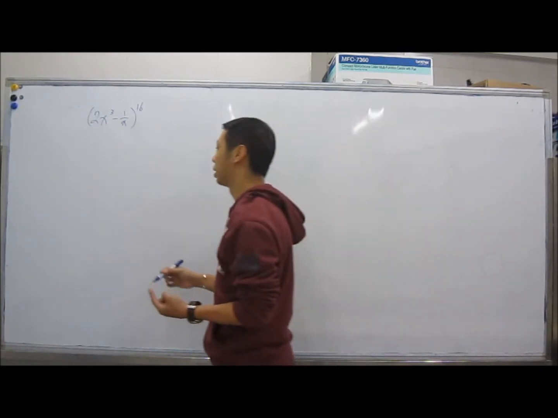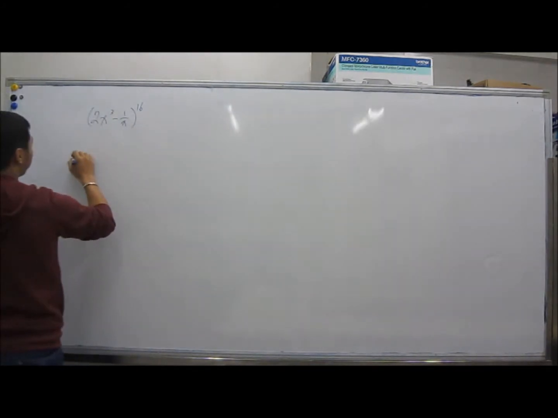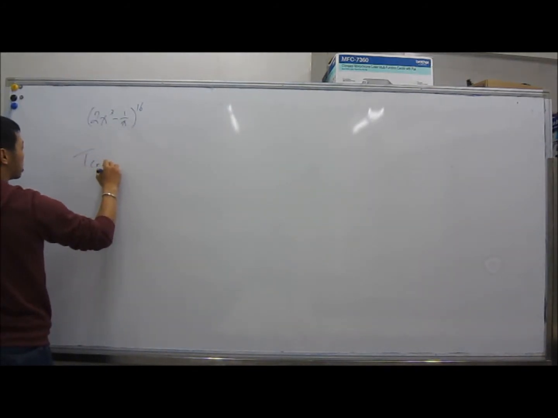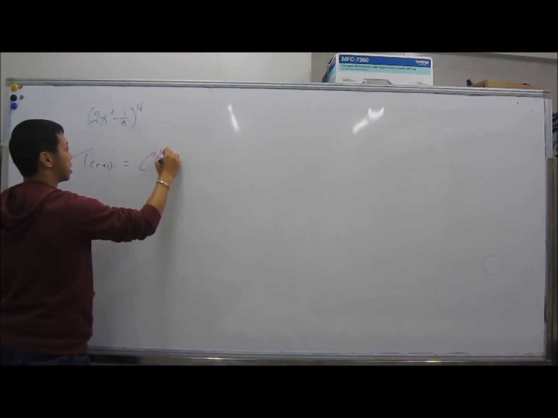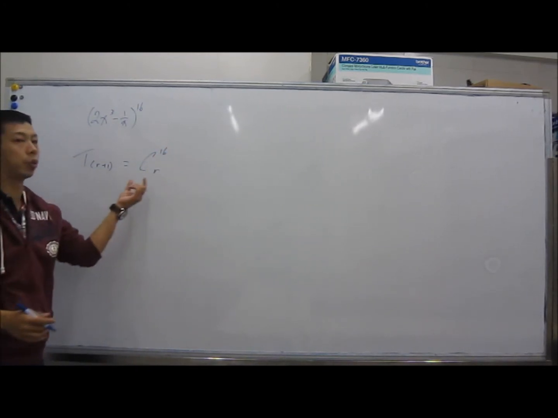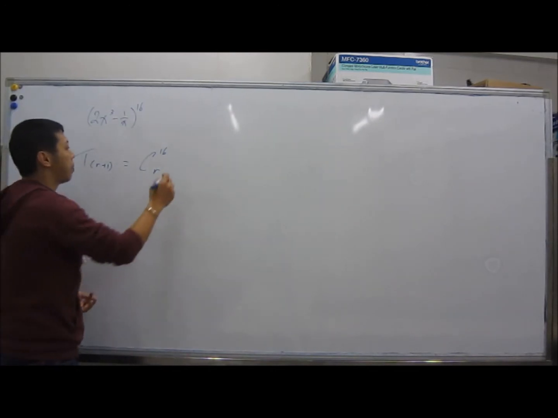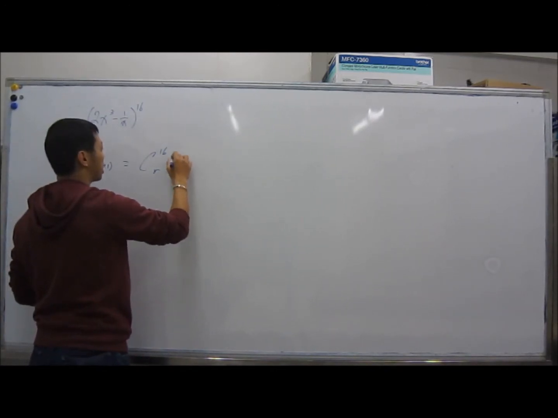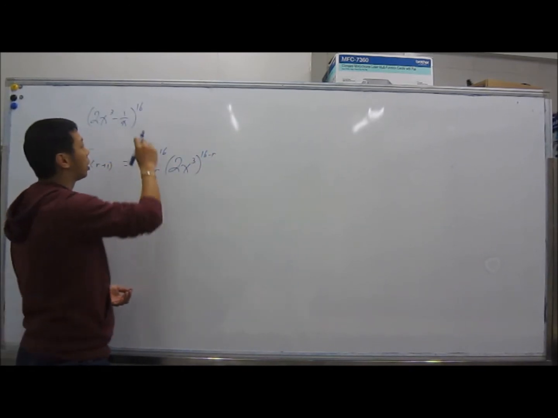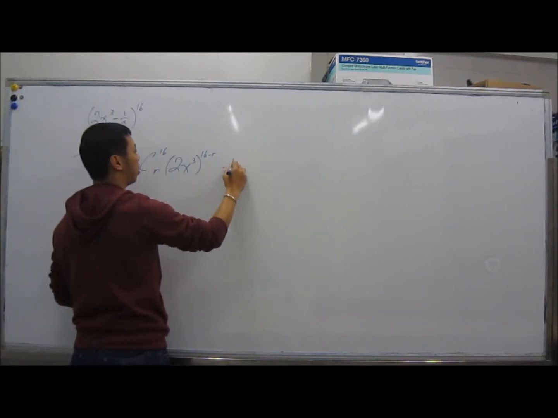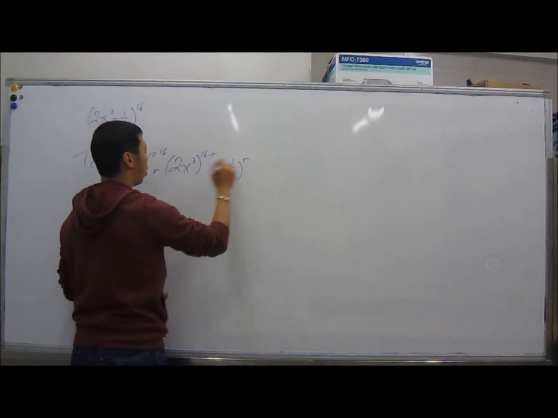So our step will be like this. We only find one term, that means the (r+1)th term. That term will be C(16,r), because I don't know which term we are at. Then by the formula, we have (2x²)^(16−r), and the other term b will be (−1/x)^r.